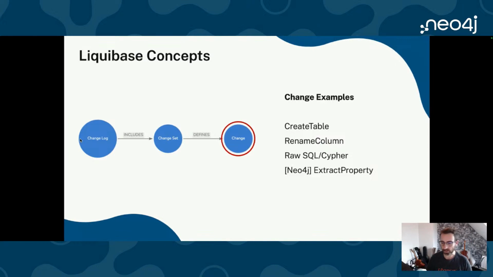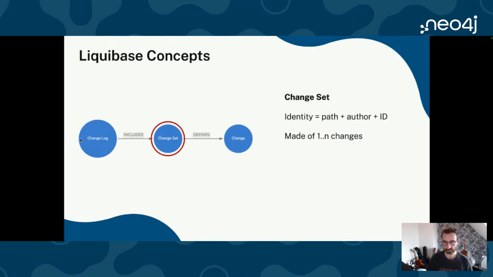Or if we talk about Neo4j, for instance, we have a few graph refactorings, like extract this node property and make it into a standalone node, and maybe link it from the source it was extracted from to this new extracted node, etc., etc. So that's, in essence, a change. And changes are part of what's called a change set. So a change set has at least one change. You can have several ones.